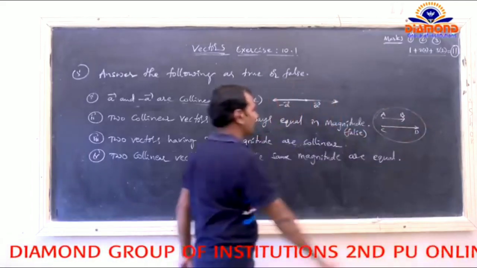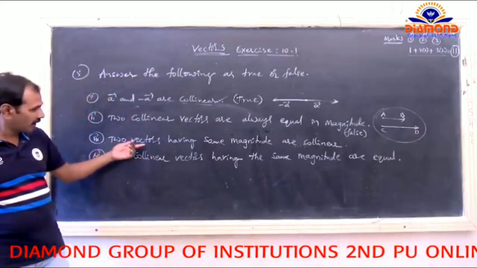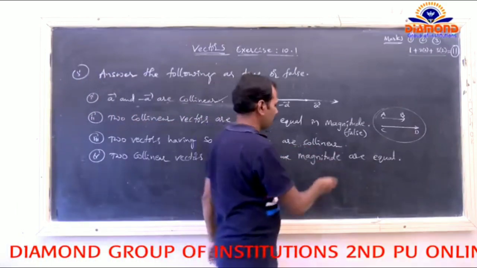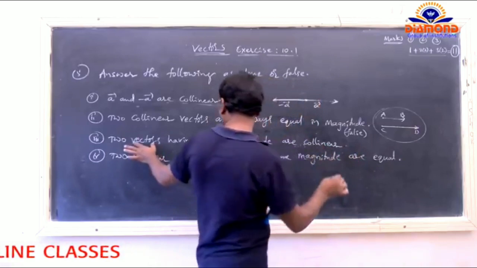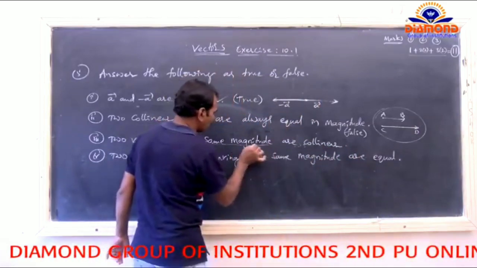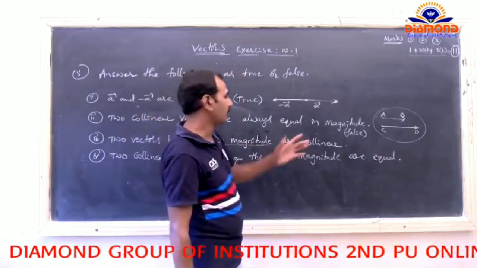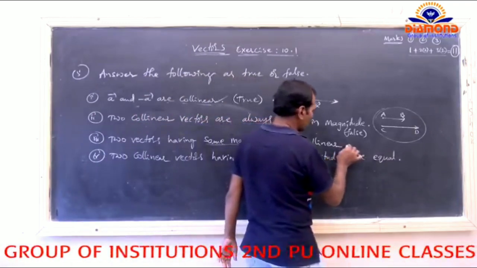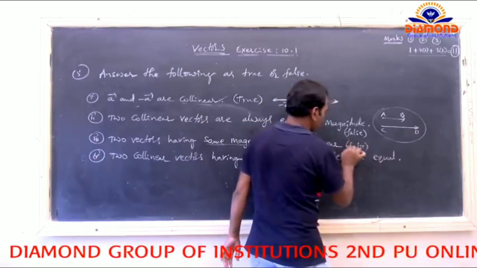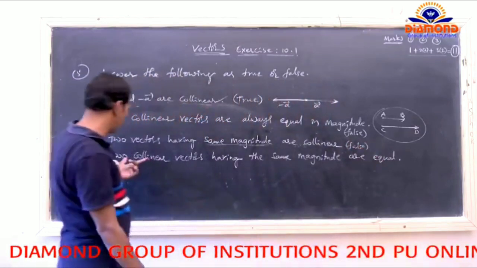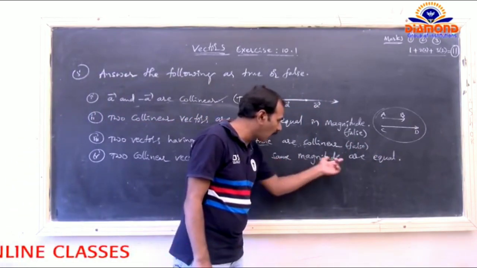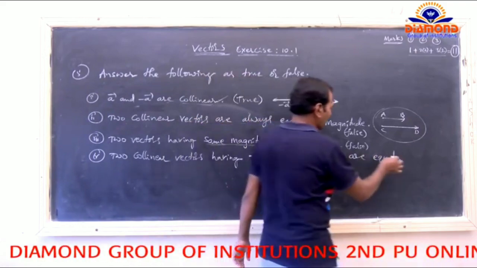Two vectors having same magnitude are collinear. So two vectors having same magnitude are collinear. So it is also false. It is always not. Next, two collinear vectors having the same magnitude are equal. It is also false.